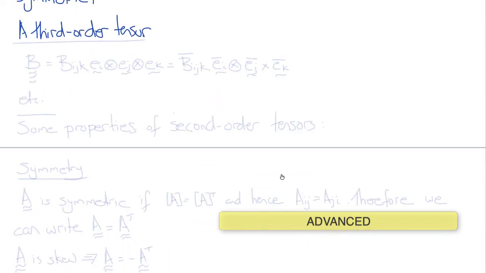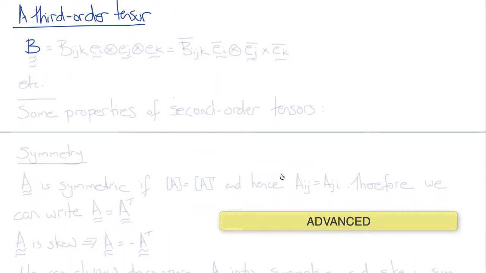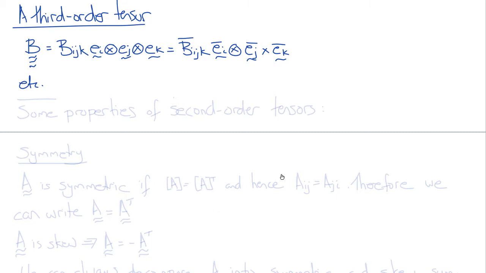We mentioned a third order tensor could be obtained by taking the dyadic product of 3 vectors, and so the components of the third order tensor B would be B_ijk e_i dyadic e_j dyadic e_k, and then in a different frame of reference, e_i bar, they would be B_ijk bar e_i bar dyadic e_j bar dyadic e_k bar, etc. So the properties that we've talked about for defining second order tensors can be extended to third order and above. Now let's consider some specific properties of second order tensors that are properties we've seen before in the context of matrices.